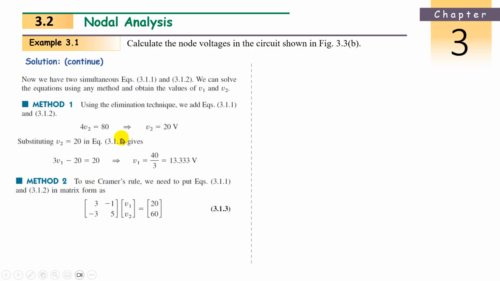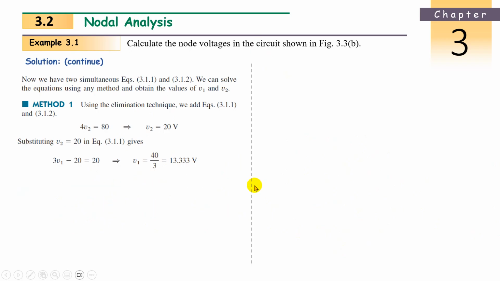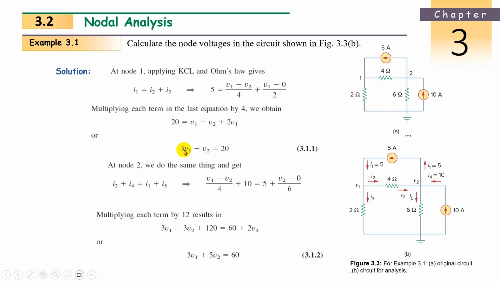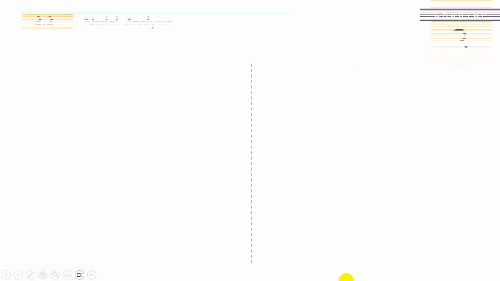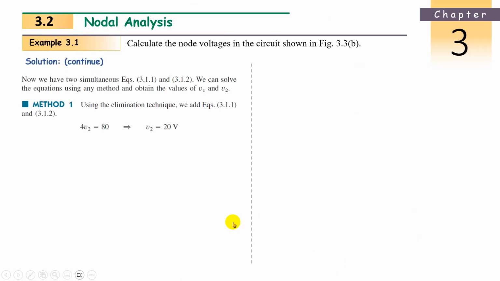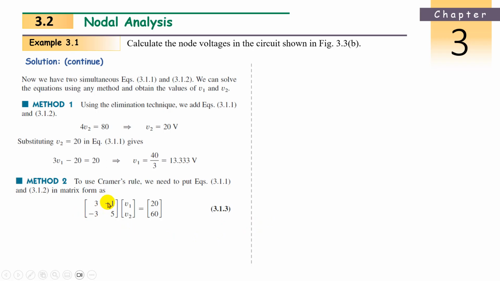Easy method that is. Now in the previous equations, what are the items? V1 and V2. What is the first equation? 3V1 minus V2 equal to 20. Remember this one. What are the items? 3, minus 1 and 20 horizontally. Second equation, minus 3V1 plus 5V2 equal to 60. What are the items? Minus 3, 5 and 60. Now you have to arrange these two equations in the matrix in this format: 3, minus 1, 20. Minus 3, 5, 60.